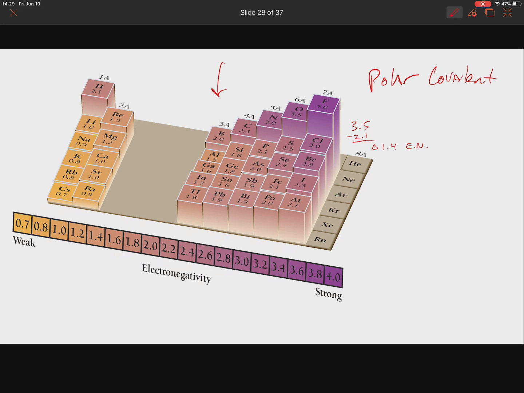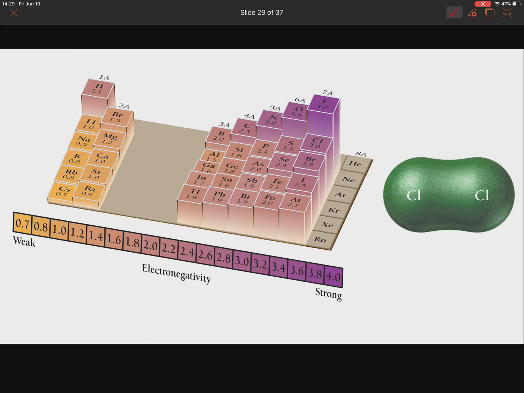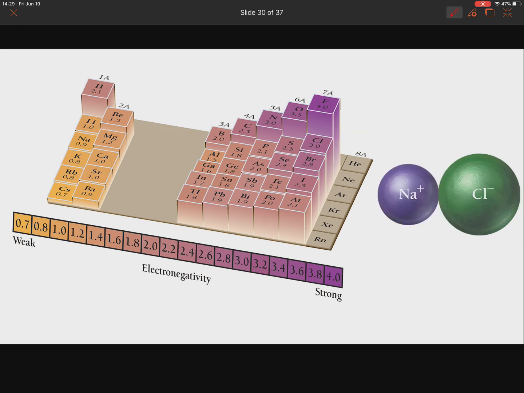Two elements with identical electronegativities would form a covalent bond that shares electrons perfectly. So 2 chlorines or 2 carbons or 2 nitrogens wouldn't be hogging the electrons at all. There would be no lopsidedness in where the electrons are. We would call this non-polar because it doesn't have poles, right? There are no poles with charge on them.